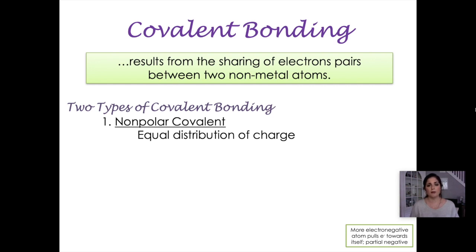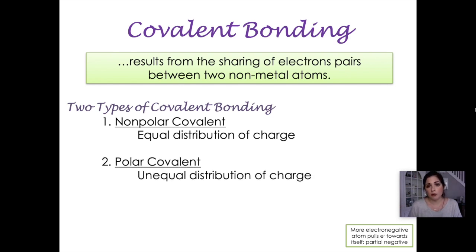A nonpolar covalent bond has an equal distribution of charge because the electronegativities between those nonmetals are really, really similar. As opposed to a polar covalent bond, which is when you have two nonmetals that have different electronegativities, but still not different enough to make an ionic bond. So in this case, we have an unequal distribution of charge.